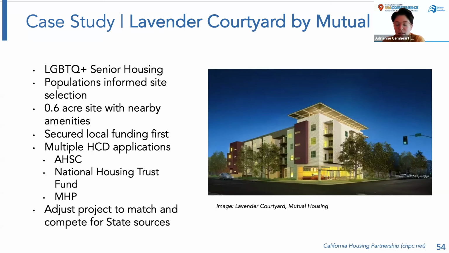So that takes us to site selection. When you're really thinking about how to make people feel safe, the location of the site was really important. Sacramento has an LGBTQ neighborhood called Lavender Heights, so a site was selected in this area to ensure that people would feel as safe as possible. That's how the site was selected, and it was purchased off the market. This site is about 0.6 acres. It has nearby amenities, which is also really important when considering a senior population. So there's a bus stop right out front.